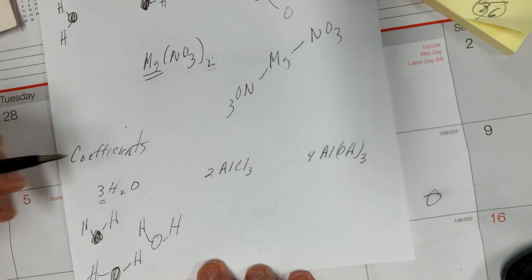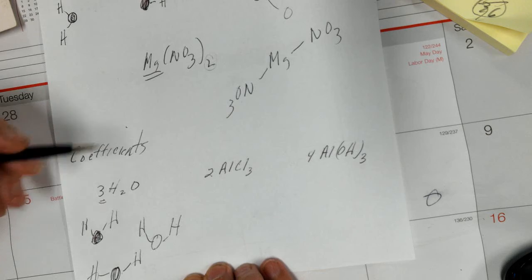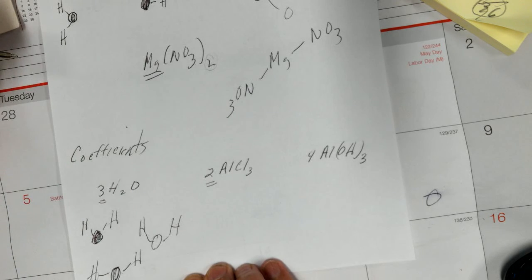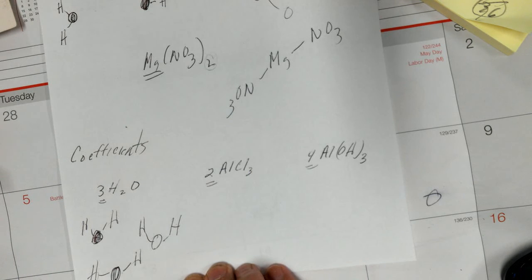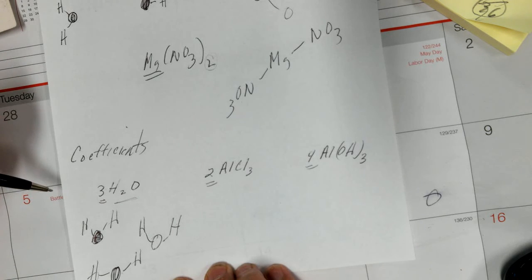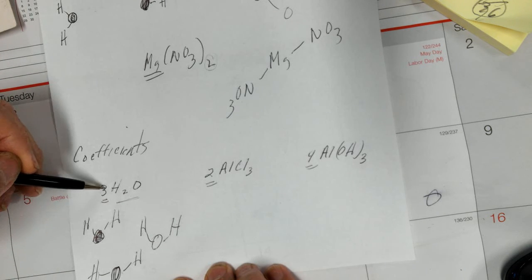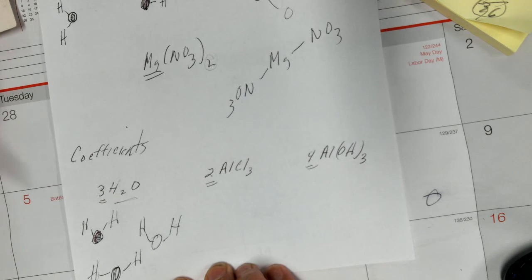So coefficients tell us the number of molecules of a particular substance. And here I have 2 molecules of aluminum chloride, and lastly I have 4 molecules of aluminum hydroxide. In the case of 3 molecules of H2O, you need to realize that there's a grand total of 6 hydrogen atoms, and there's a grand total of 3 oxygen atoms.